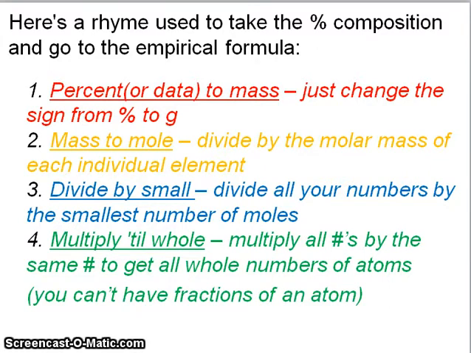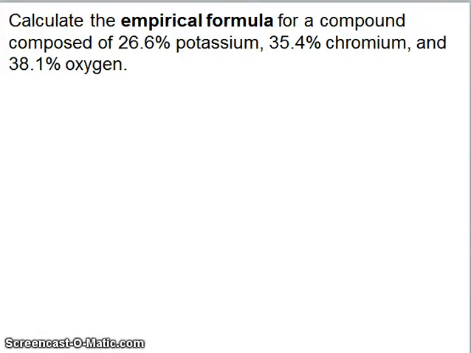The first problem that we have here is I want the empirical formula, so that's the simplest, most reduced formula for a compound that has these percents by mass of these certain elements. So the first thing you need to do is come out to the side and organize your work. Go ahead and list your elements. So we have potassium, chromium, and oxygen.